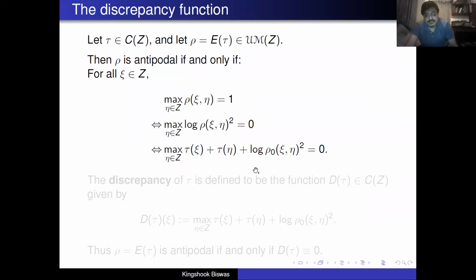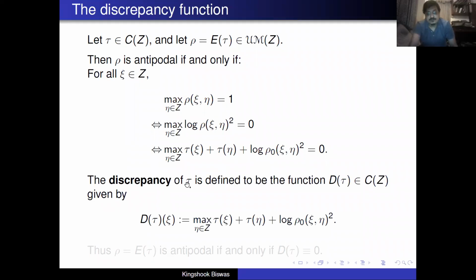So this motivates the following definition. The discrepancy of τ is defined to be the continuous function Dτ on Z, given by Dτ(ξ) is defined to be the maximum over η in Z of τ(ξ) plus τ(η) plus log of ρ0(ξ,η)². Okay. So as we've just seen, the separating function ρ equal to E of τ is antipodal if and only if the discrepancy Dτ is identically 0. Okay. So the antipodal functions correspond to continuous functions whose discrepancy is 0. So we want to construct continuous functions whose discrepancy is 0.